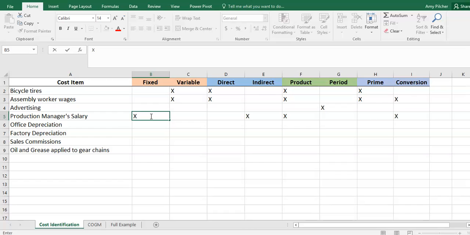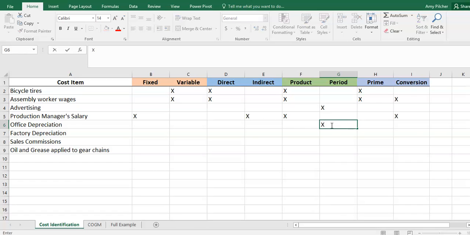Next, we have office depreciation. When we're trying to decide whether something is a product or a period cost, like in the case of depreciation, we would ask, do we need that to make the product? So, do we need an office building in the manufacture of a product? No, the office building is not related to the manufacture of a product, so office depreciation is a period cost.